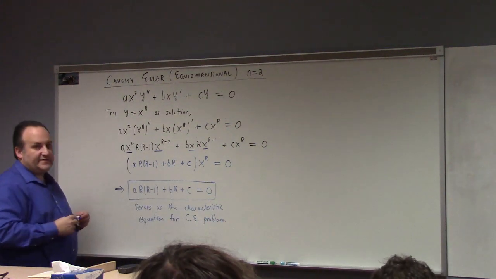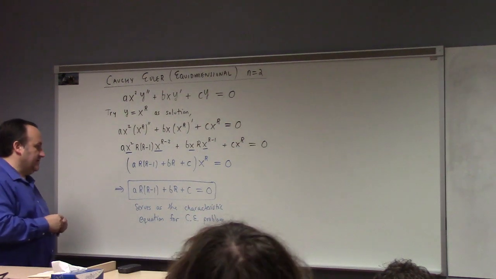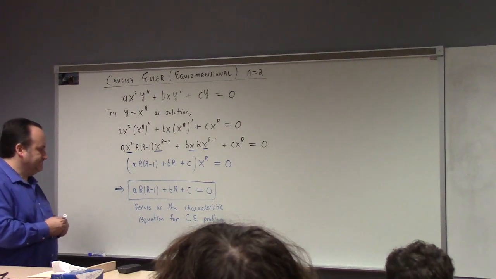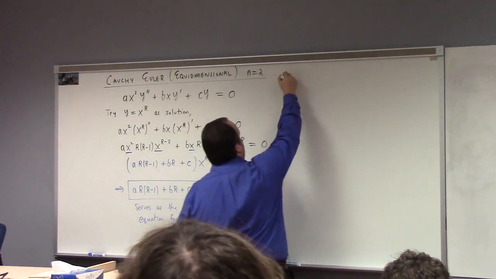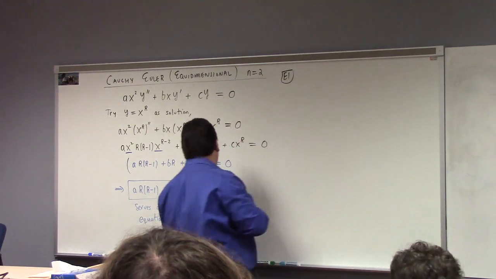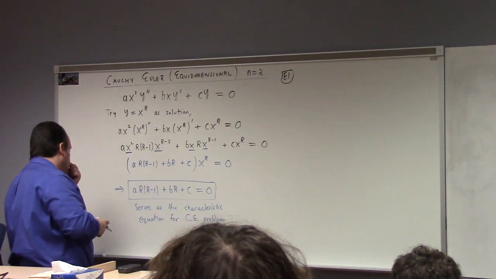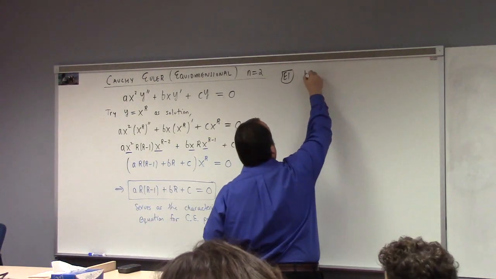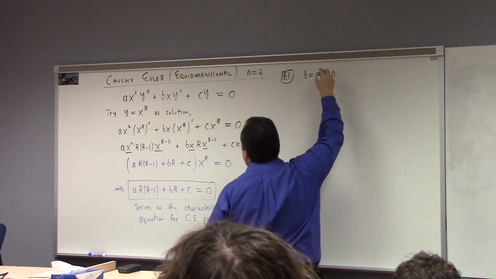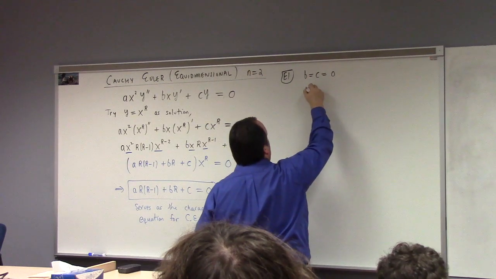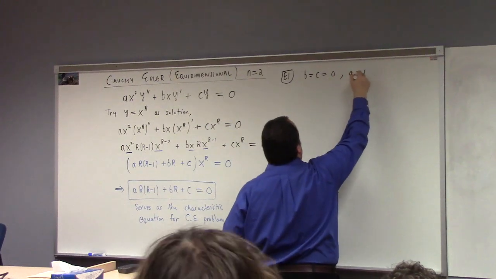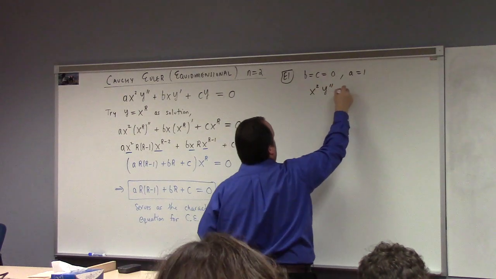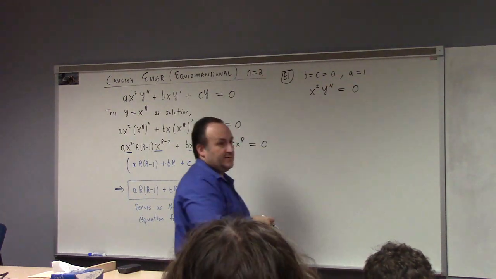All right, and I showed you last time at the end of class that we could write down solutions from this. So let's look at some more examples. Example 1. Let me see if I can think of something here. Yeah, let's put b and c both equal to 0. That makes it easy for me. And we'll just let a equal 1. That's the case I'll look at here. So I'm looking at x squared y prime prime equals 0.